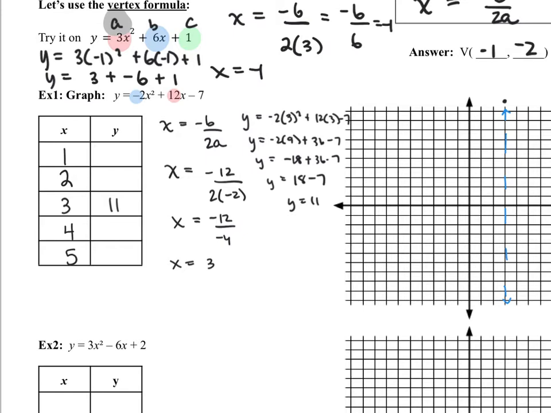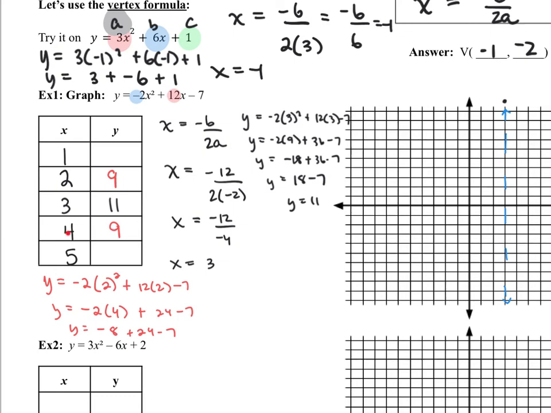And so for 2 and 4, I can pick one of them to plug in here, and whatever y value comes out for 2, it will be the same y value for 4. So let's try it for 2. So this would mean that y equals negative 2 times 2 squared plus 12 times 2 minus 7. So this would be negative 2 times 4 plus 24 minus 7, which would be negative 8 plus 24 minus 7. And so then negative 8 plus 24 would be 16. 16 minus 7 would be 9.